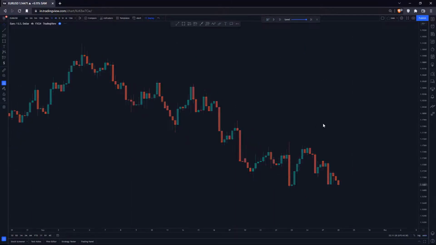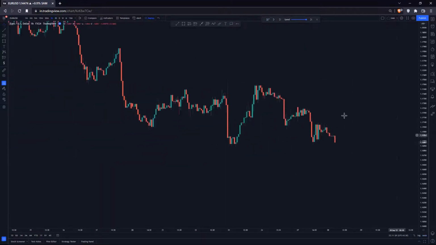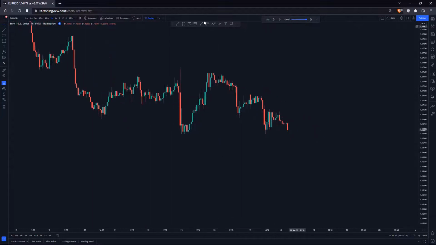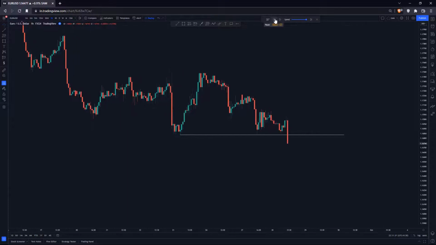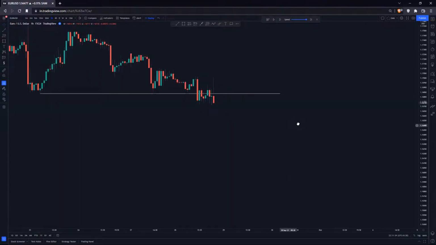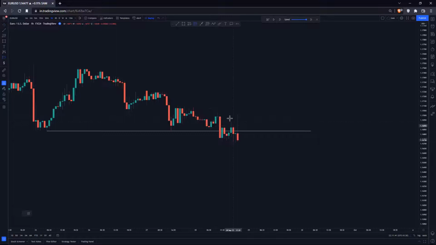So now let me go to the 1 hour to just discuss this. This was the wick supply. Now let it break the structure. All right, price did break that from where the push started, from right this supply. All right, I'm gonna take this trade.